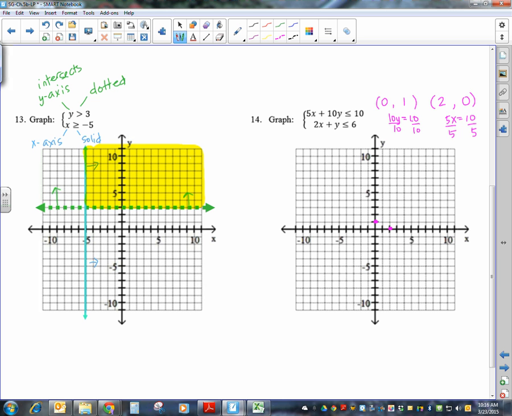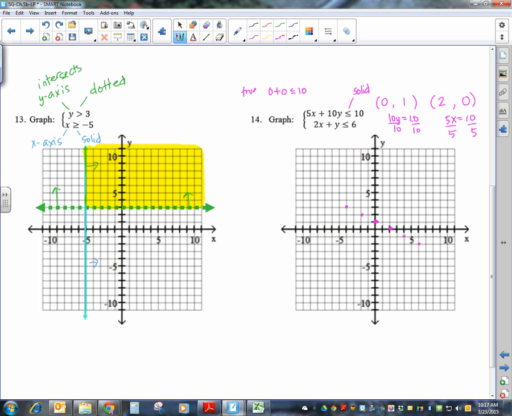Sounds like a familiar line. We'll have to change that up. So, over 1, up 1, over 2, up 1. Over 2, up 1 is what's continuing this line. Down 1, over 2. Down 1, over 2, when I count from one to the other. Is it solid or dotted? It is solid. And my test point, 0 plus 0 is less than or equal to 10. And that is a true statement.